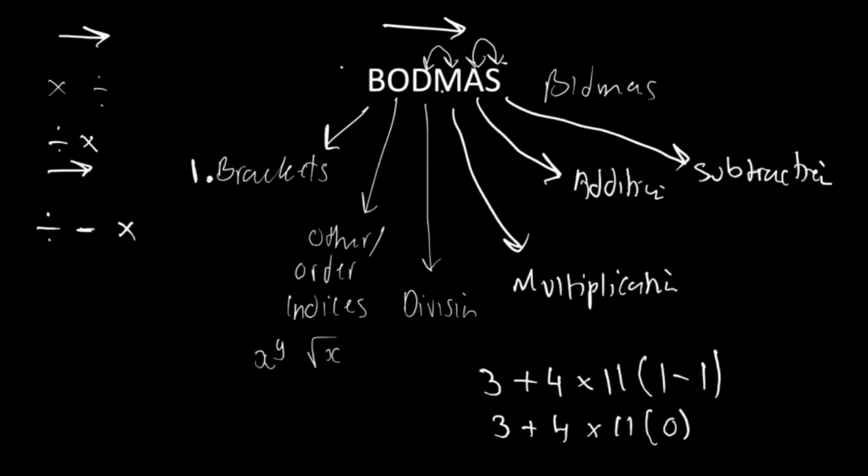And then you do division and multiplication from left to right. So let's do that here. First of all, we have our first multiplication here. So 4 times 11, which is 44. So 3 plus 44. Then we have 44 times 0, because there's a bracket there, there's a small times sign right there. So 44 times 0, you do that first, becomes 3 plus 0. So then your answer is 3.